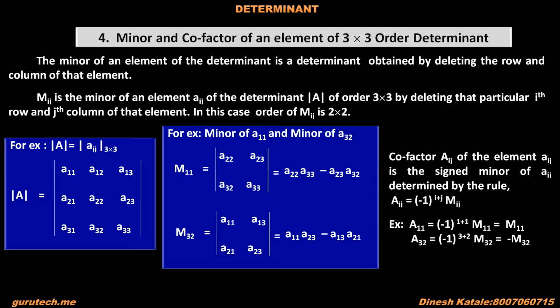Same way, second example, cofactor capital A32 is the cofactor of element small a32, and its value is equal to minus 1 raised to 3 plus 2, third row and second column, so minus 1 raised to 3 plus 2 means minus 1 raised to 5, odd power, so minus sign, so minus minor M32.